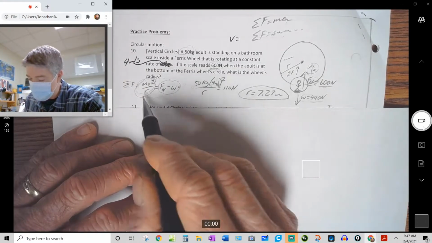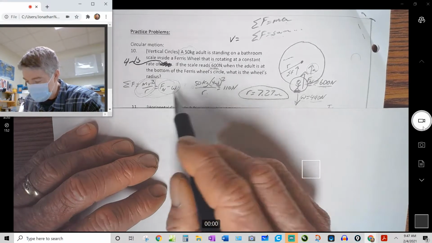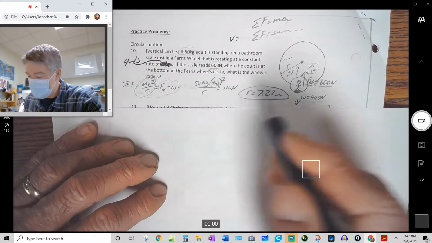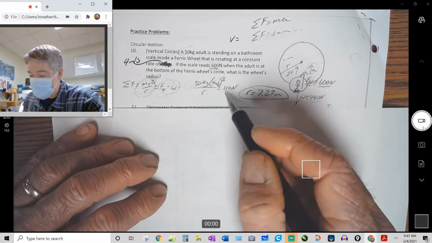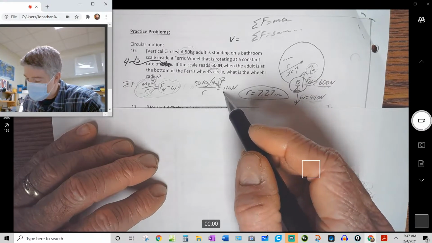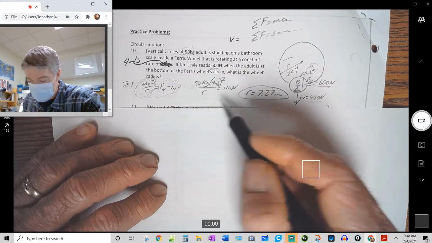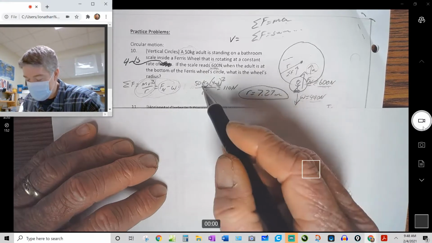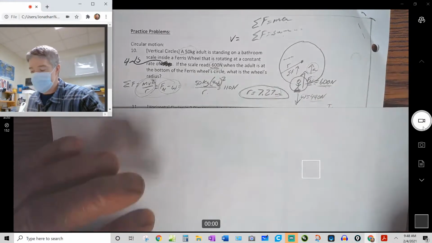So mv squared over r becomes 50 times 4 squared over r. And normal force minus weight becomes 600 minus 490, which is 110. So to solve this, you would just multiply both sides by r, and then divide both sides by 110. So the answer ends up being 50 times 4 times 4 divided by 110, which is 7.27.